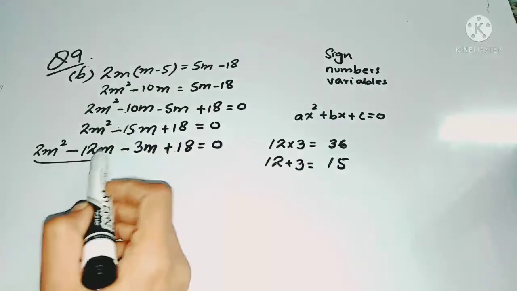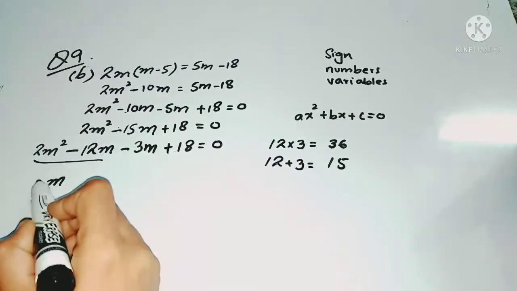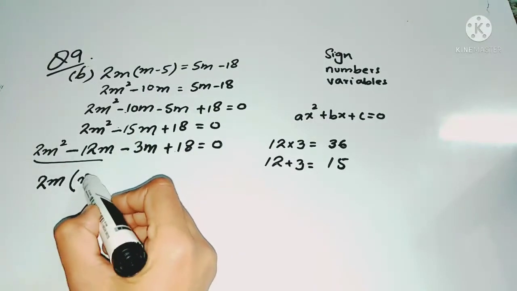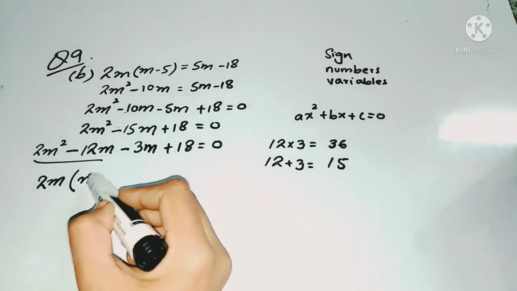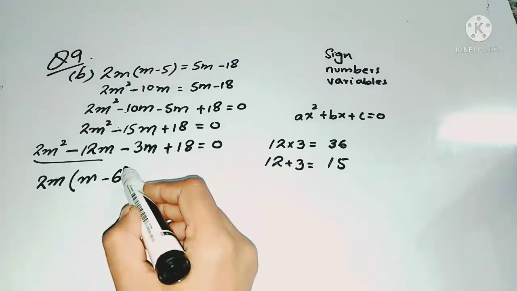Now what's common in these two terms? As you can see, m is present in both terms, so you can take m common, and 2 and 12 are both divisible by 2, so you can take 2 common. You have taken 2m common from 2m square, so 1m is left over here. And 2 6s are 12. You have taken m common, so you will not write it.